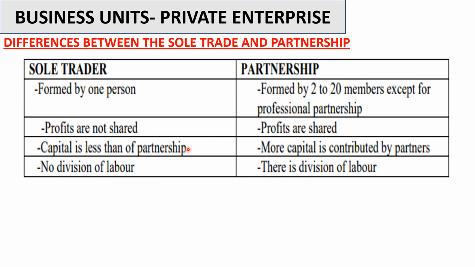In sole trade, capital is less than that of partnership, while in partnership, there's more capital because of the capital contributed by both partners. In sole trade, there's no division of labor, which means whatever job is there, one person has to do that. While in partnership, there's division of labor, meaning that the two partners are going to share various tasks. So these are the differences between sole trade and partnership.